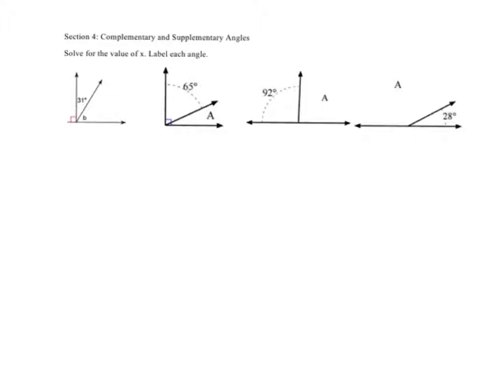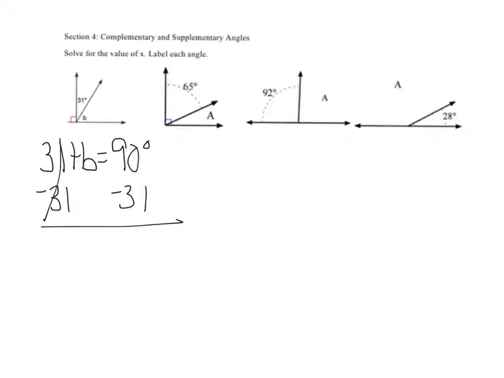So if I wrote an equation for these, I could say that 31 plus b is equal to 90 degrees. And then I would just subtract 31 from both sides to solve this, because 31 minus 31 gives me 0, so I'm left with b. 90 minus 31, this gives me, make that 10, brings 9, this changes to an 8, so b must be 59 degrees.